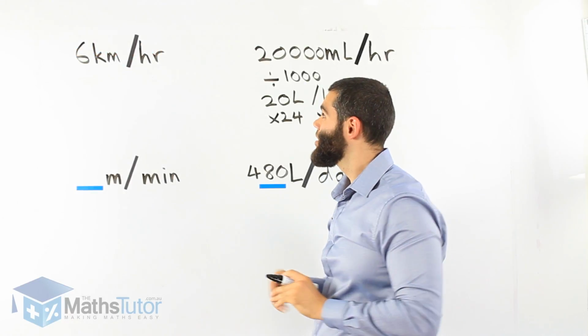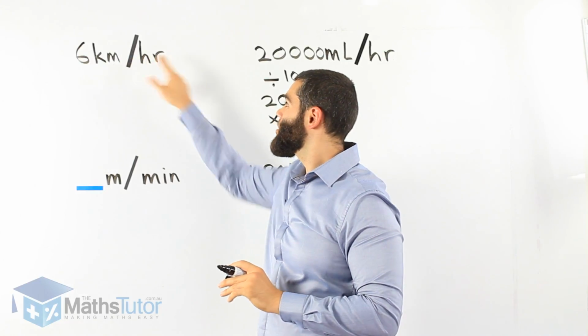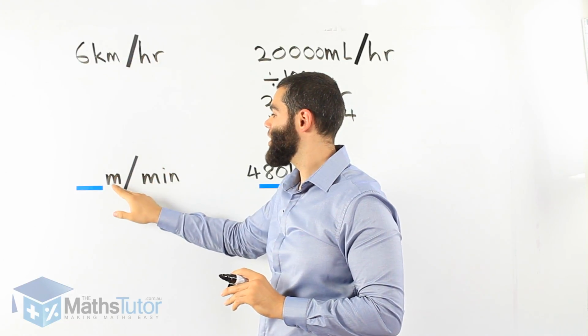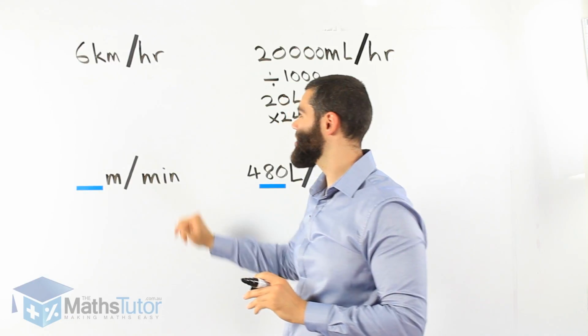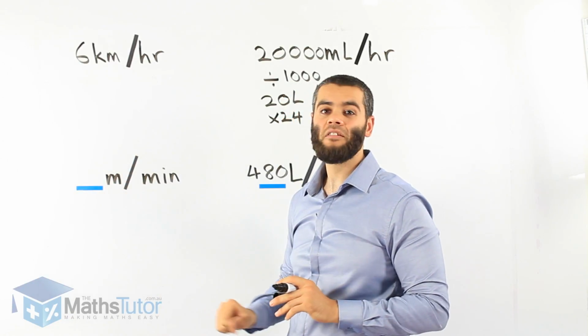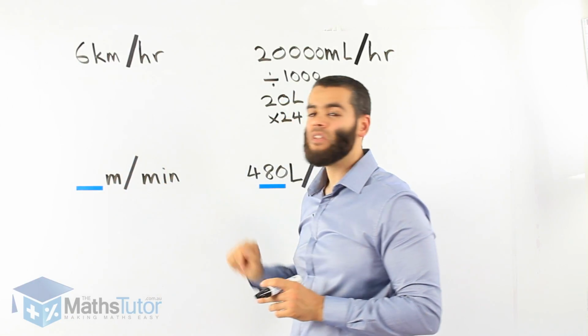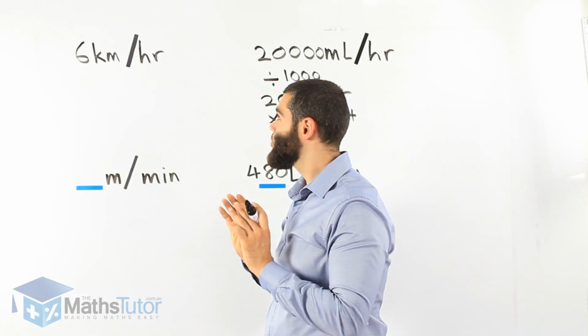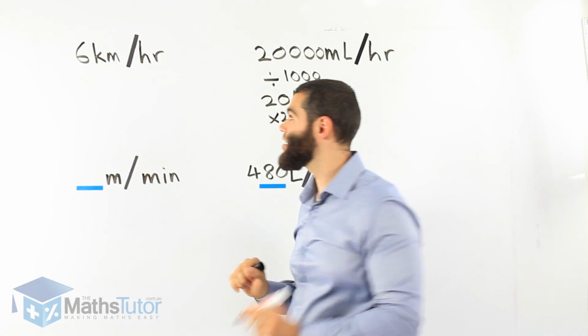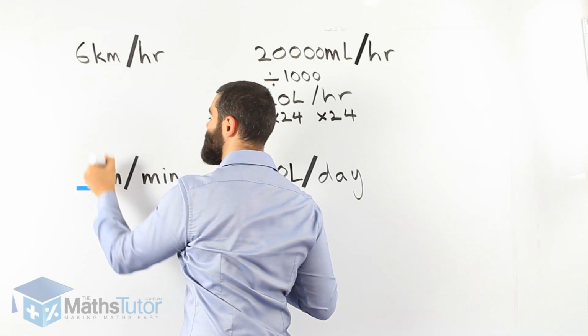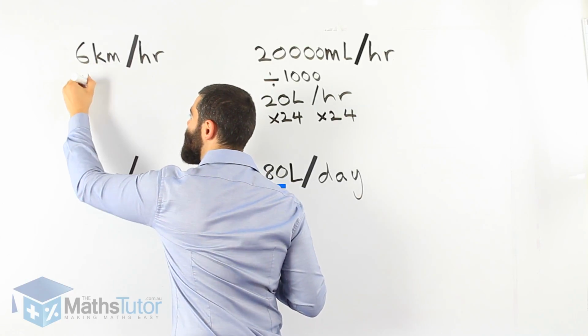Next example, 6 kilometers per hour. We want it to be equivalent meters per minute. So kilometers to meters and hours to minutes. Let's get started. Be careful, we're not going to make any mistakes. We're going from kilometers to meters. We times by 1,000.